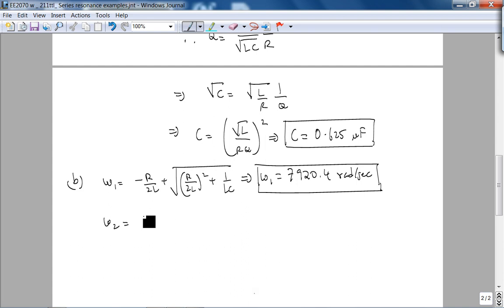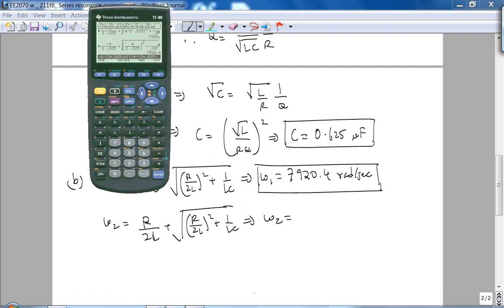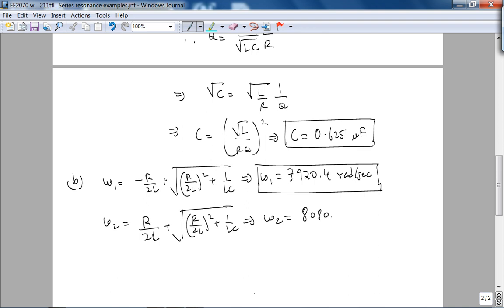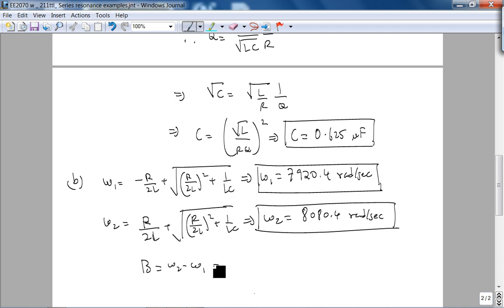And then omega 2 is simply R over 2L. It better be greater than omega 1. It should be. Divided by the square root of (R over 2L) squared plus 1 over LC. This implies omega 2 is, well, take out this negative sign, then approximate it. So 8080.4 radians per second. And it's very simple to see that the difference, the bandwidth, which is omega 2 minus omega 1, is a difference of 160. Let's see, 160 plus 7678. No, yeah, that's right. Radians per second. And this is the answer in the book.